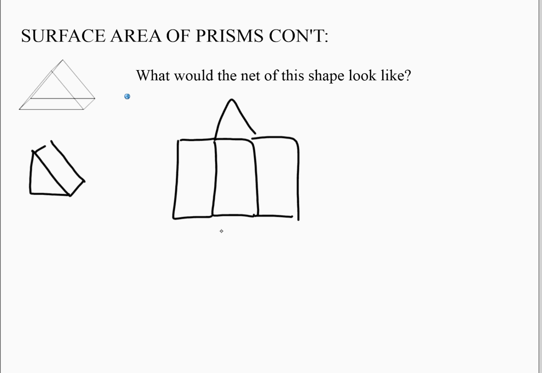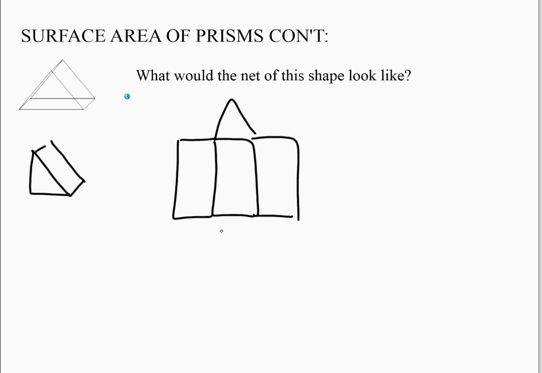Well, to get the surface area, you're just going to find the area of the one triangle and times it by 2, plus the area of rectangle 1, plus the area of rectangle 2, plus the area of rectangle 3. Again, you're finding the area of each surface and adding them together. And in total, there are 5 surfaces, but the 2 triangles are going to be the same.